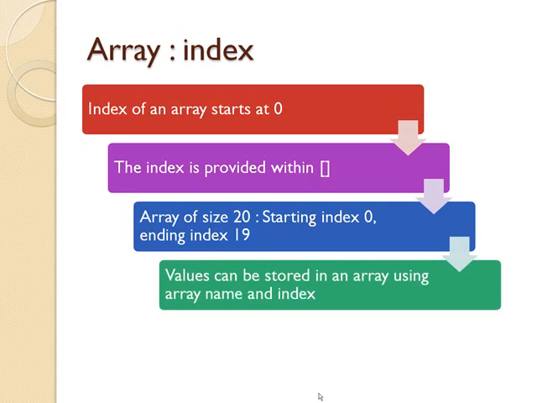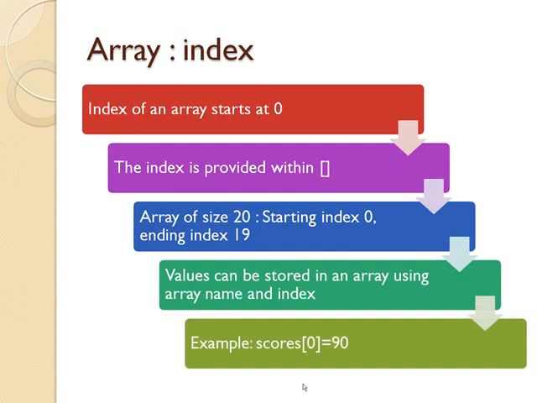Now values can be stored in an array using the array name and index as well. That means we can access the elements from an array using the array name and the index of the particular cell, or we can store elements in the array using the array name and index as well. In this example here, we say scores 0 equals 90. That means in the scores array, the first element would be 90.